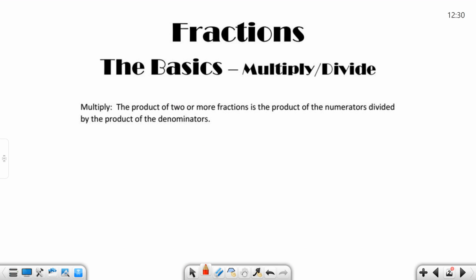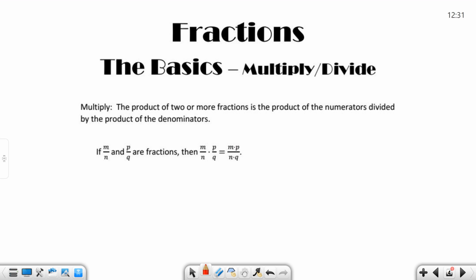So when you multiply, the product of 2 or more fractions is the product of the numerators divided by the product of the denominators. So if m and n and p and q are fractions, then if I have m over n times p over q, if I multiply these two fractions, I just multiply m times p and n times q. All right? So m times p over n times q.